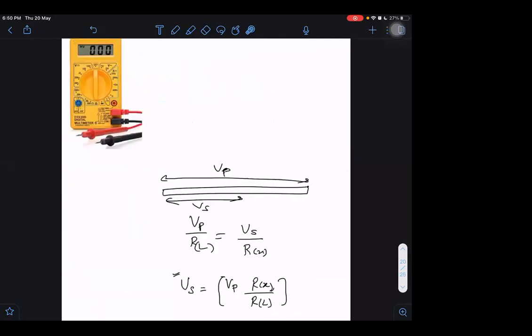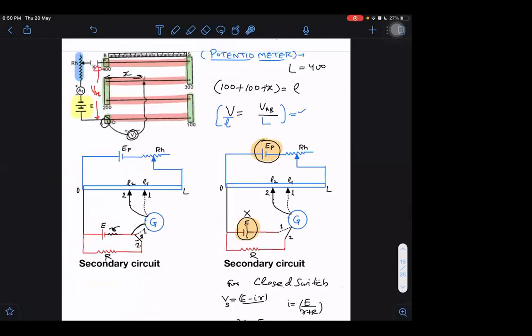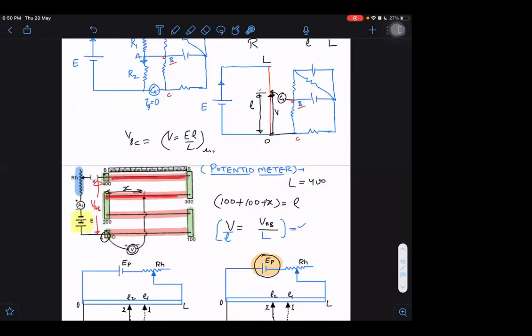Where is that diagram I have shown you in the morning? Not this one, not this one. This one. This is a practical diagram. 1, 2, 3, 4. So it is 0 to 100, then 100 to 200, then 200. Means overall there are 400 centimeters.